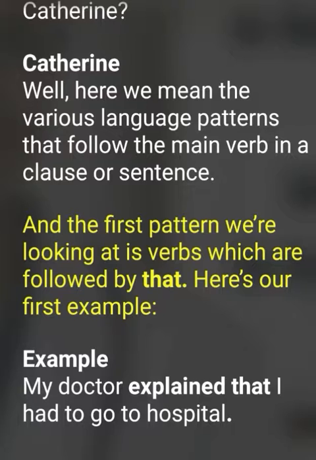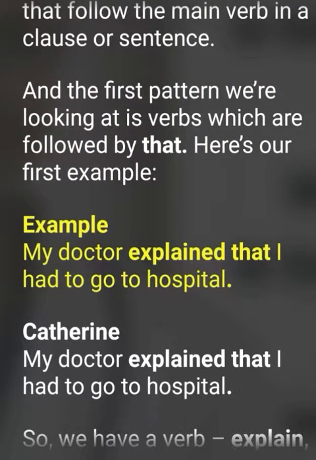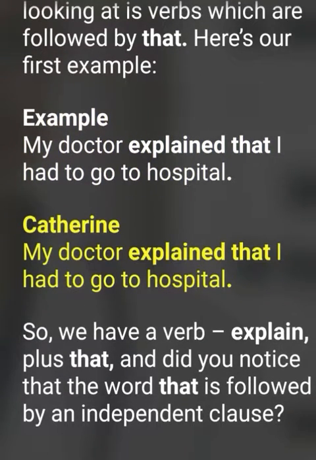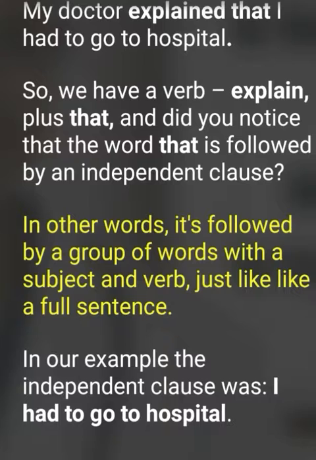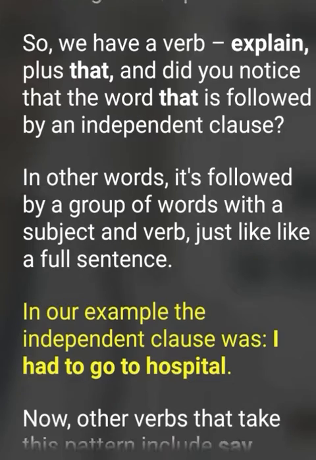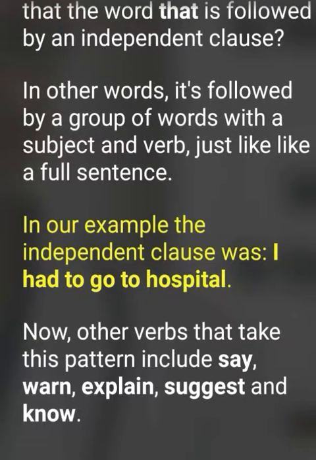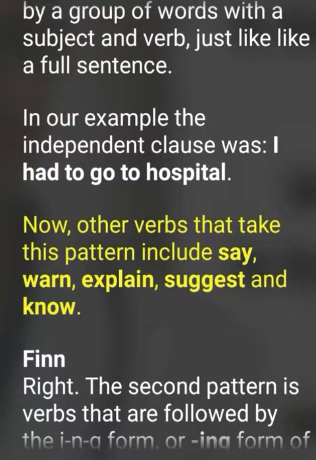Here's our first example. My doctor explained that I had to go to hospital. So we have a verb, explain, plus that. And did you notice that the word that is followed by an independent clause? In other words, it's followed by a group of words with a subject and verb, just like a full sentence. In our example, the independent clause was, I had to go to hospital. Now, other verbs that take this pattern include say, warn, explain, suggest, and know.